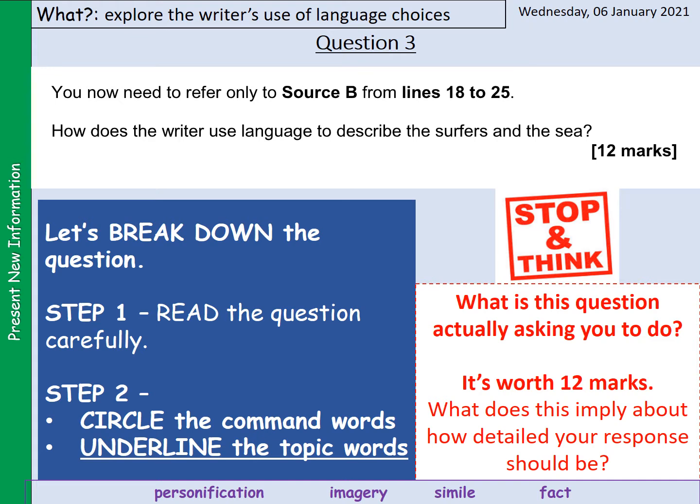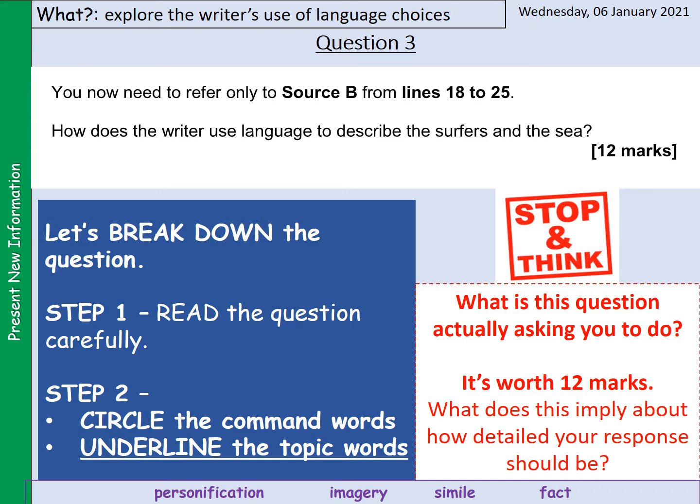Question 3 usually looks like this. You now need to refer only to source B from lines 18 to 25. So you'll only be referring to one source in question 3 as opposed to question 2 when you're looking at both. And you'll be looking at a specific part of that text. So the next part of the question: how does the writer use language to describe the surfers and the sea? It's worth 12 marks.